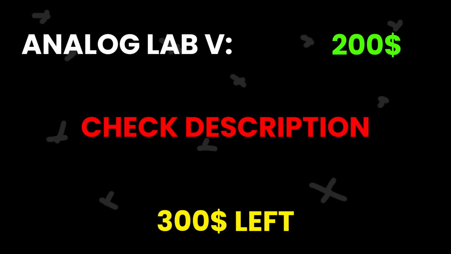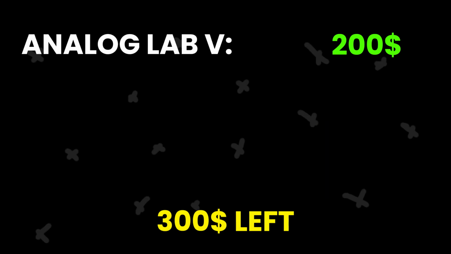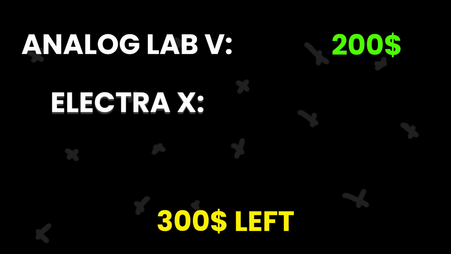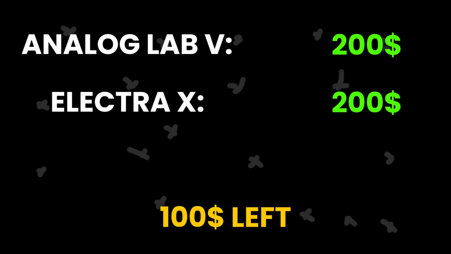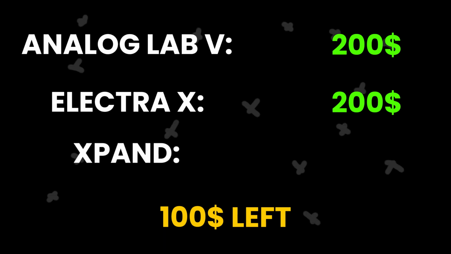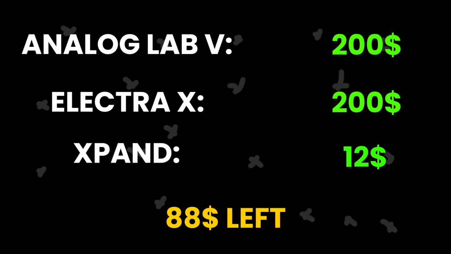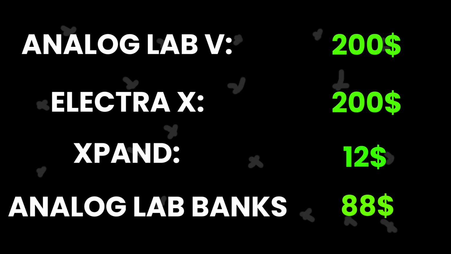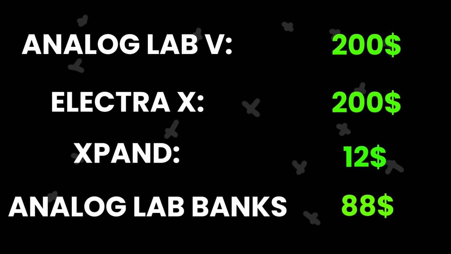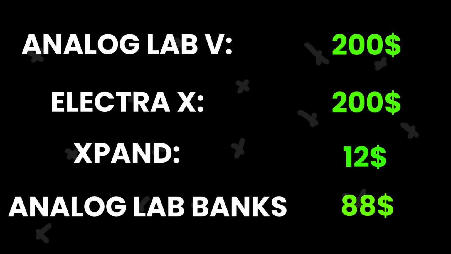But if you're choosing the first option, for this $300 I would buy Electra X for another $200 and Xand on discount. The current discount for Xand is $12, so you have around $80 left, and for this money you can buy Analog Lab preset banks. And for $500 you have really good equipment to work with. You will need only these tools I told you about to achieve pro level.